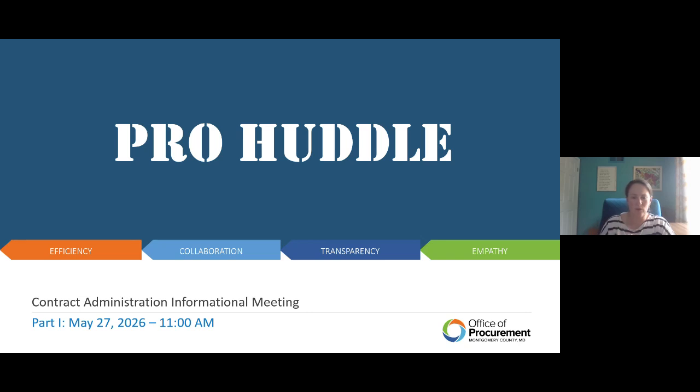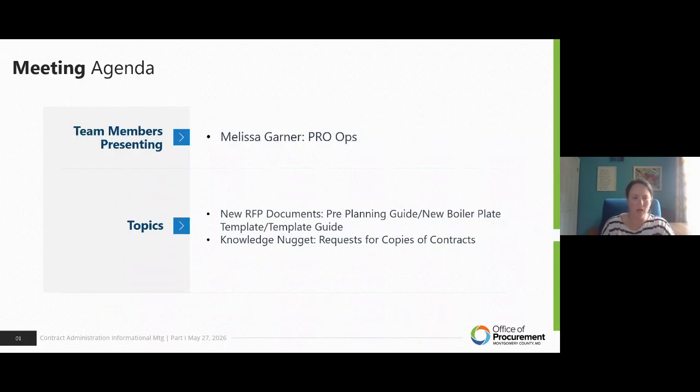So it's kind of one of those where RFPs are more important for me to touch base on and make sure I go through thoroughly than to try to cram it all in and not really get into the stuff y'all need to know about the larger ones. So jumping in, it's just going to be me talking. You're welcome. The topic, we're going to cover the RFP documents. It's going to be 3 different things: pre-planning guide, new boilerplate template, and the template guide. And then I do have a topic for knowledge nugget just as a reminder to you guys.